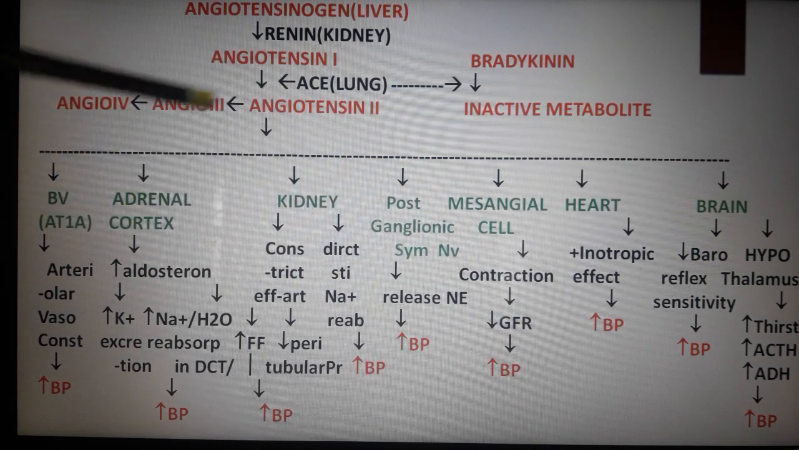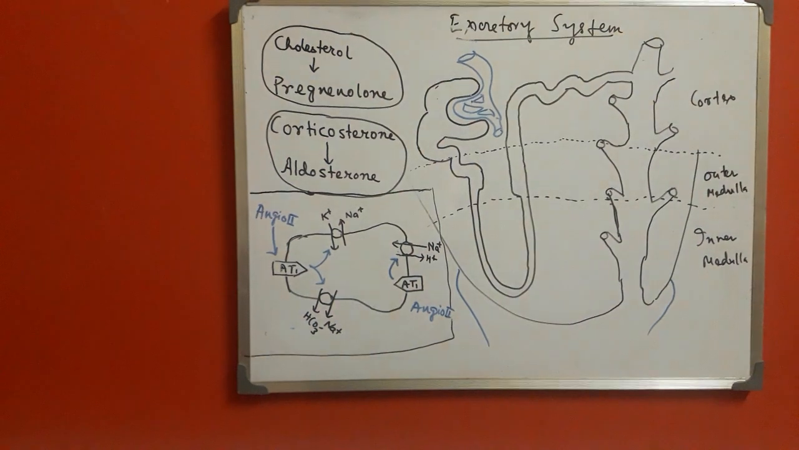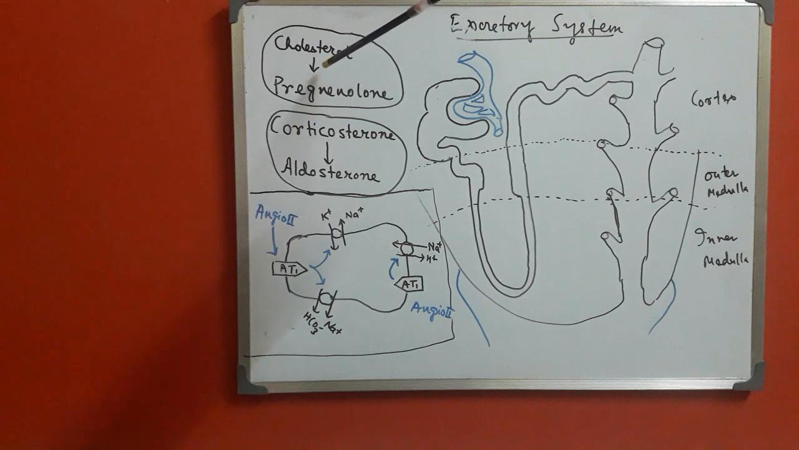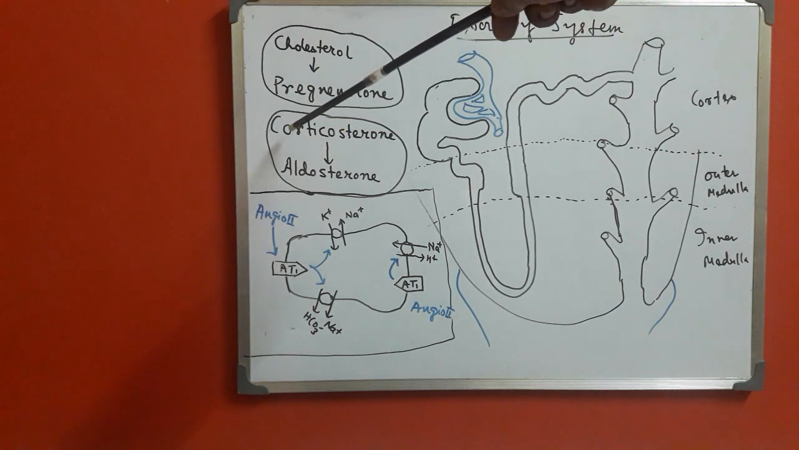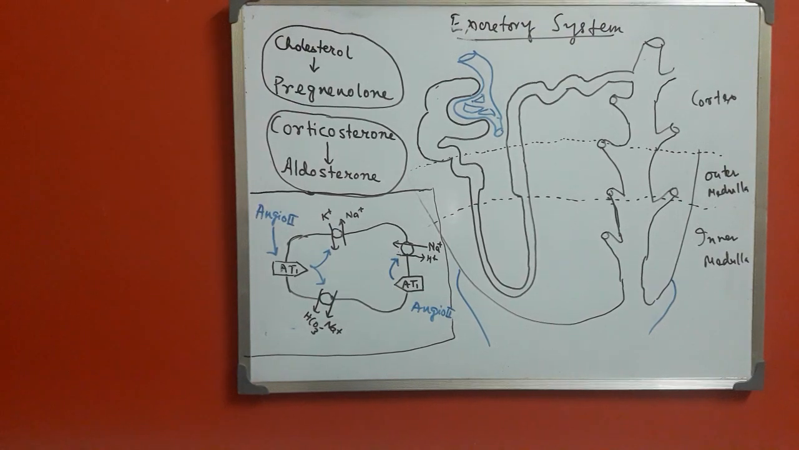Then it acts on adrenal cortex, which causes increased aldosterone secretion. In adrenal cortex, in the formation of the steroid hormones, it acts on two sides. Number one, it acts on cholesterol and helps in formation of the pregnenolone. So it acts in an early stage and also in a late stage, at the corticosterone to aldosterone step. In two steps it acts.